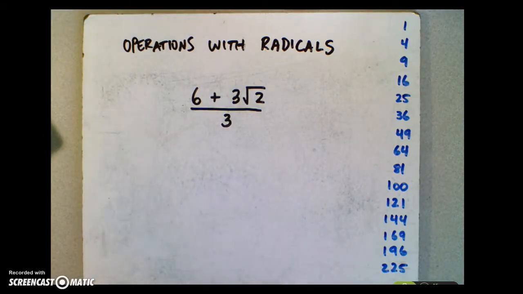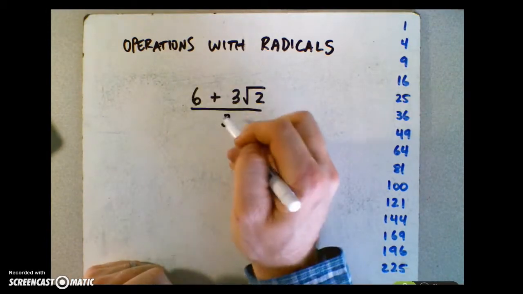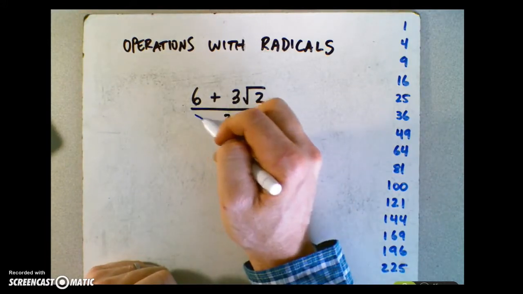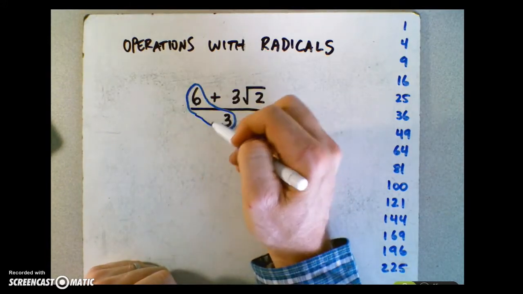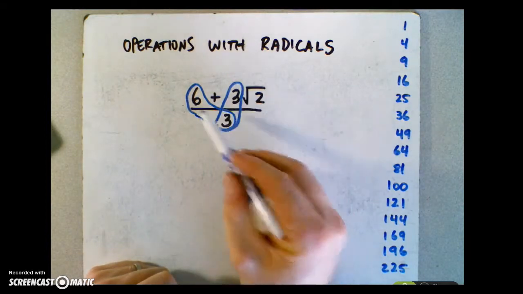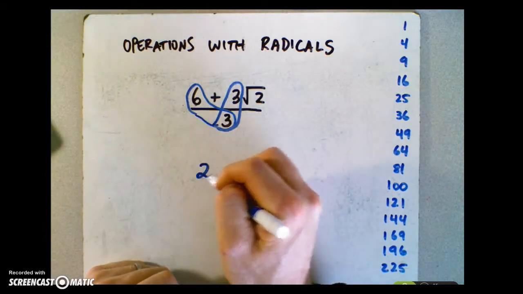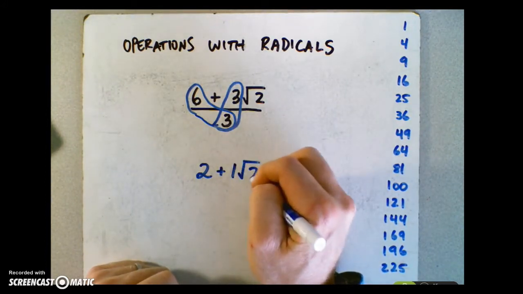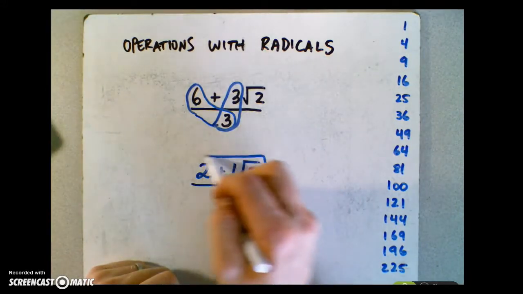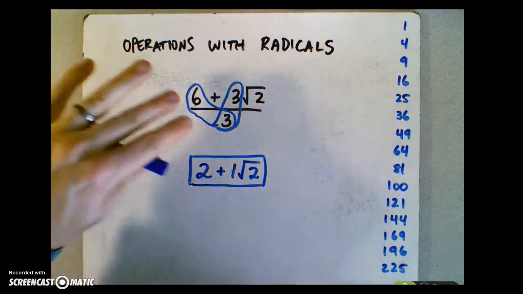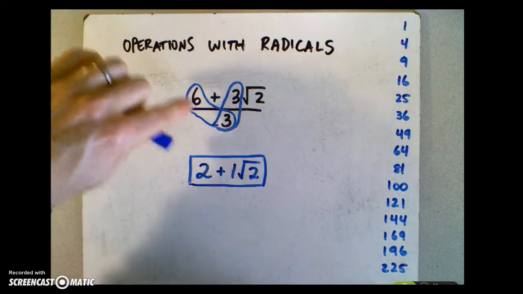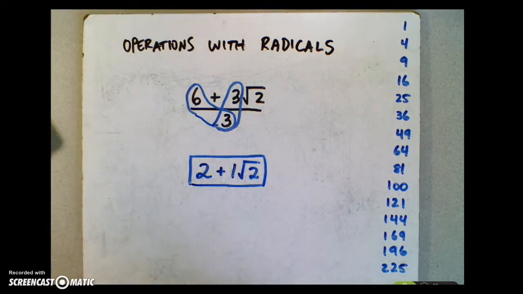Okay, what I want you to notice here is that 6 can reduce with 3 and 3 can reduce with 3. So what we're going to do is reduce here and reduce here. 6 over 3 is 2 plus 3 over 3 is 1 radical 2. That's actually what you're going to do there. It's that simple. Okay? Reduce the things out front with the piece that's being added or subtracted out front, and reduce your coefficients with the denominator.